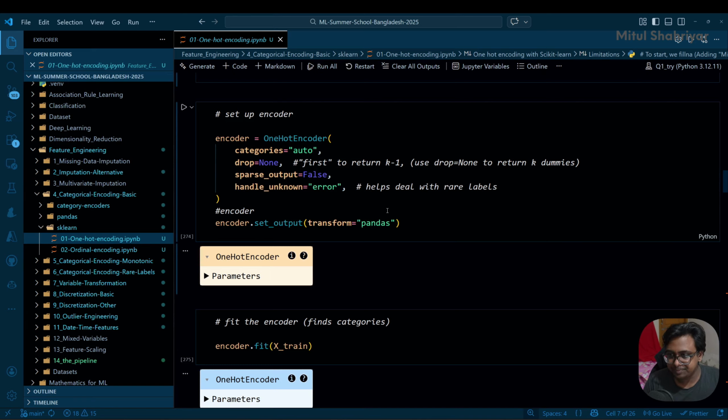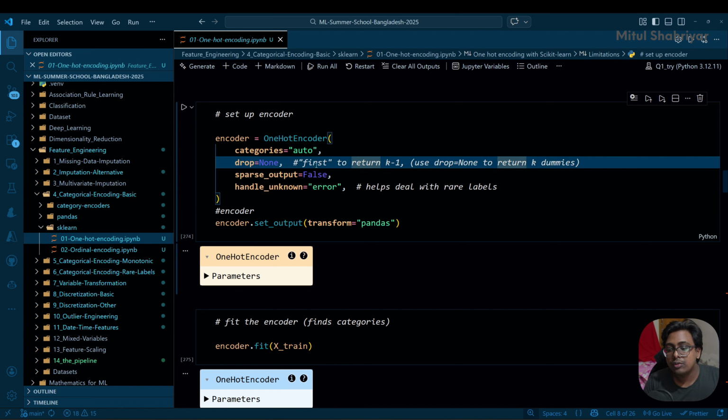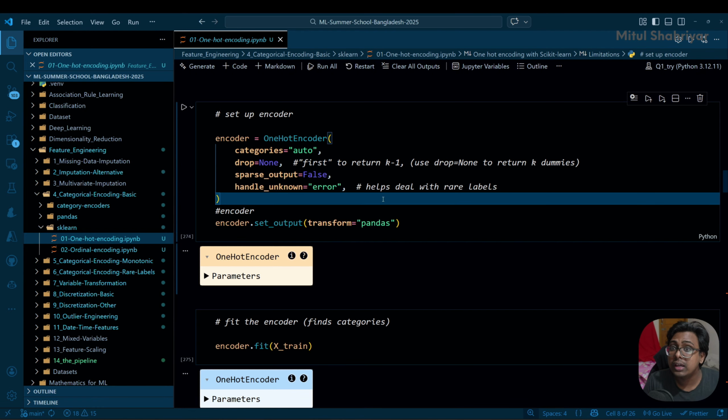Here you can see this is the one-hot encoder which we are using from scikit-learn. We have to use this one first. We have to set auto. Then for the drop, you can use either first or none. If you use none, it uses k variables. And if we use the word first, it uses k minus 1, which again is something we can verify here.